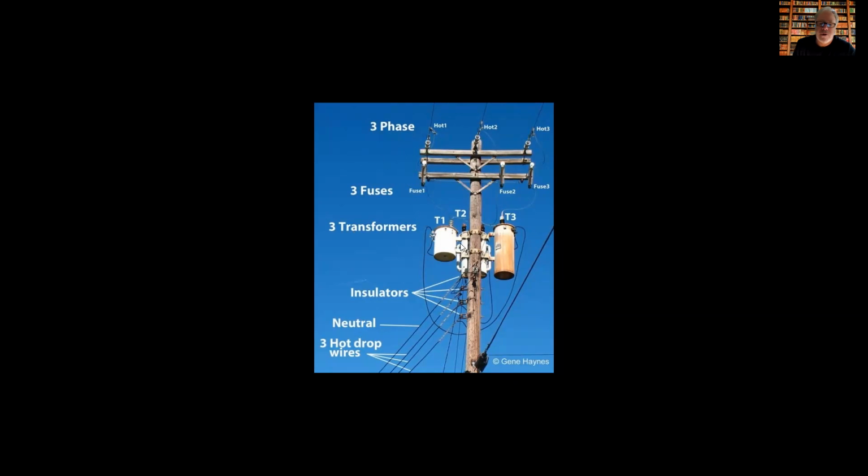And then underneath that are three transformers that are each associated with each phase. Then there are insulators. There's also a neutral that each hot is based off of. So here we have a neutral and then three hot, what they call drop wires, which are going to some establishment. Now, even though we're sitting here talking about three phase, eventually at a residence or whatever, we're looking at a single phase of this three-phase system.